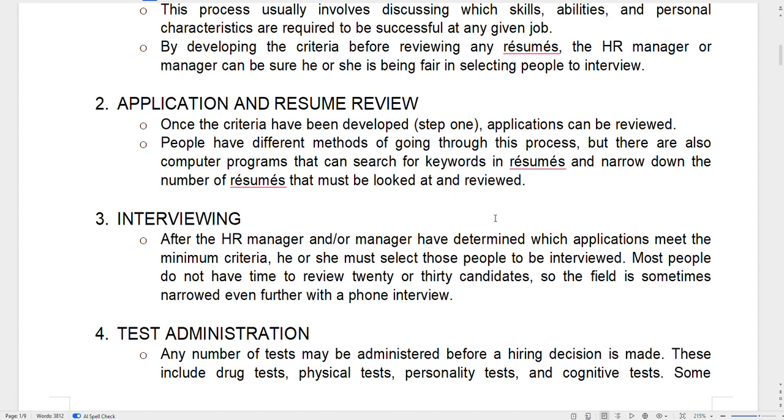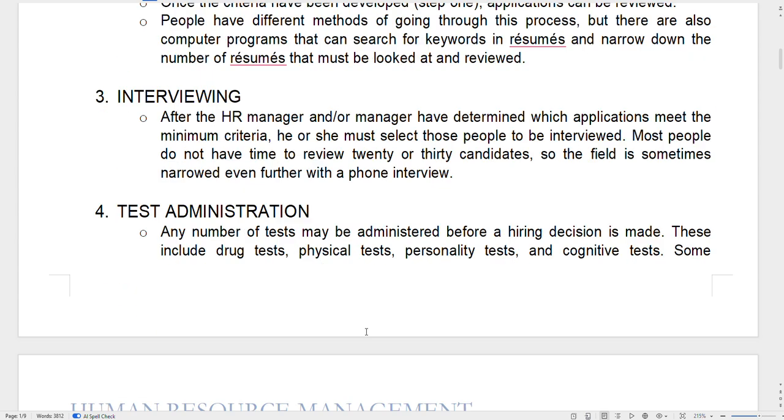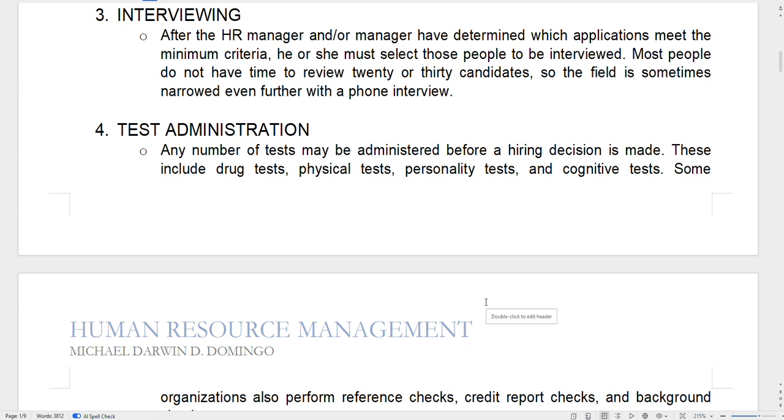Or let's say you pass the interview. Okay? Ano yung susunod na gagawin? The next one is test administration. So dito, maraming klase ng test na pwedeng gawin. Siyempre, hindi nawawala yung physical test. And yung medical, hindi nawawala yan. Personality, in most cases, kailangan talaga yan. And cognitive test. Okay? So, ibig sabihin, a drug test is a must, lalo na ngayon.